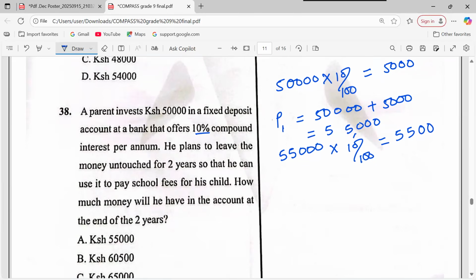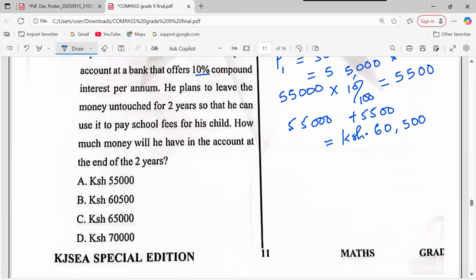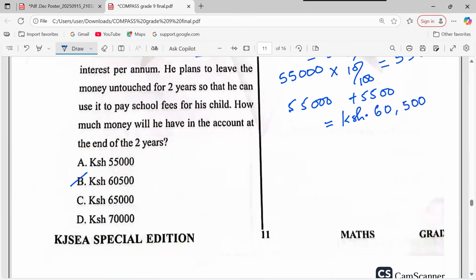Then now, what is in this particular account now? You can add it the way you want. It was already 55,000. Now we are adding 5500, the interest for the second year. So 55,000 plus 5500. Now this shall give us the amount in this particular account, which is 60,500 Kenya shillings. 60,500. Yeah, that way.